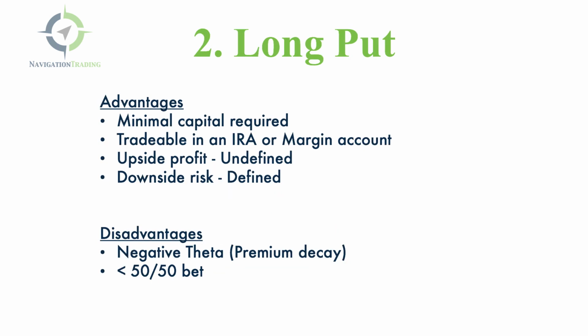Strategy 2, you could buy a put. You could go long a put. The advantages are that there is minimal capital required. You have to put up a lot less capital to simply buy a put. Second, they are tradable in an IRA or a margin account. Either one is fine. And the upside profit potential is still unlimited, so you still have that undefined profit potential, and your downside risk is defined. So you know exactly how much you're taking on as risk when you put the trade on.